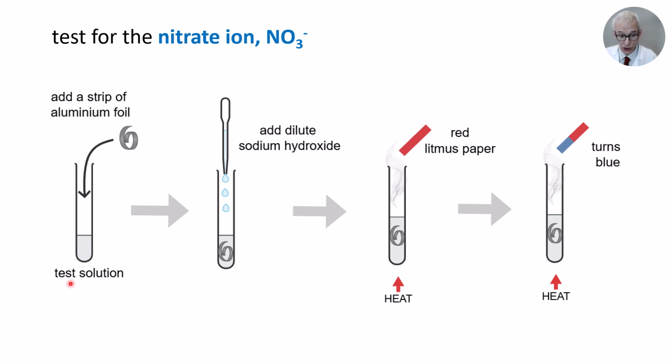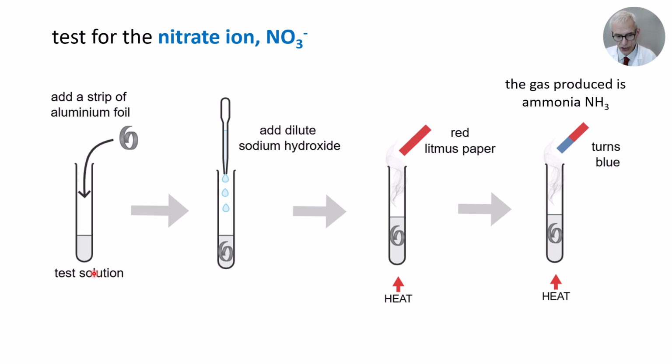If there's a nitrate in the original test solution, then this process will generate a gas which turns red litmus blue. Pause. What gas is it? Okay, so I'm going to tell you. It's ammonia. So if ammonia is produced at the end of this process, it means you started with a nitrate ion.